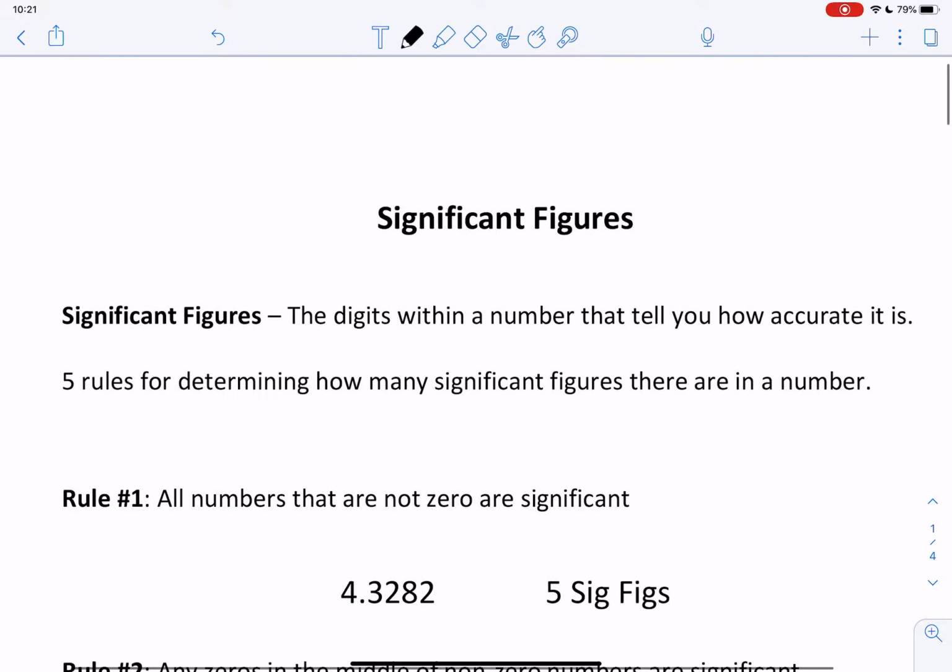Rule number 2, any zeros in the middle of a non-zero number are significant. So 2.003, these zeros are between non-zero numbers, a 2 and a 3. Therefore, we have 4 significant figures.